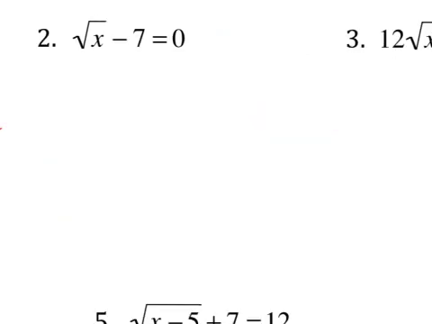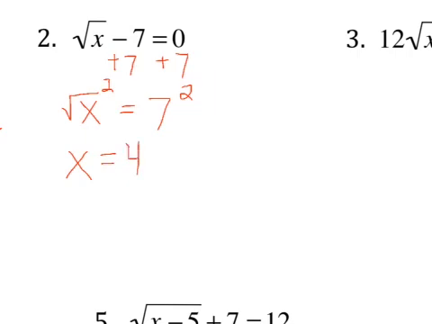Let's take a look at the second problem. We have the square root of x minus 7 equals 0. So I want to get everything away from the square root, so I add 7 to the other side. So we have the square root of x equals 7. And then to get rid of the square root, I square both sides. So my final answer is x equals 49.